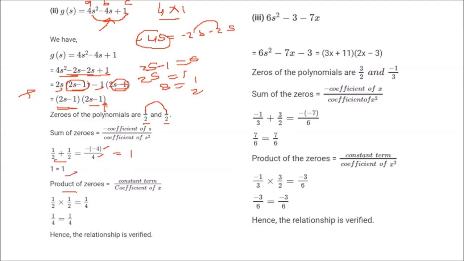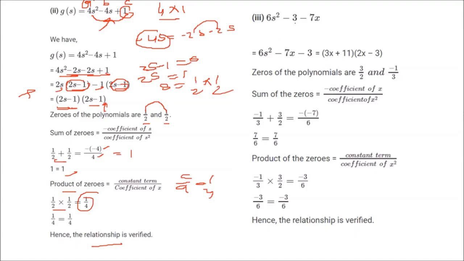Now take the product. Half is one root and the other root is also half. Half times half is 1 by 4. What about from the formula, that is c by a? What is c here? C is 1, a is 4. So 1 by 4. This is also proved. So the relationship is verified. I hope you will be able to do this.